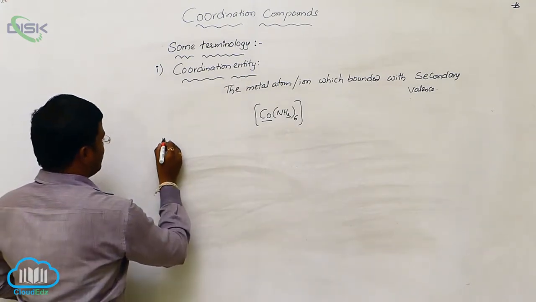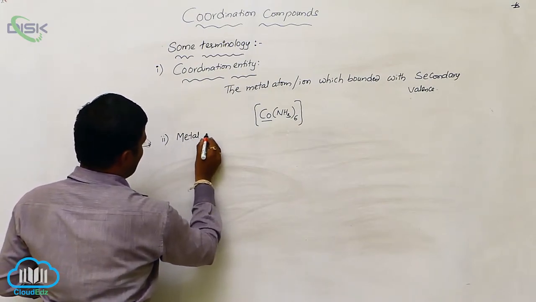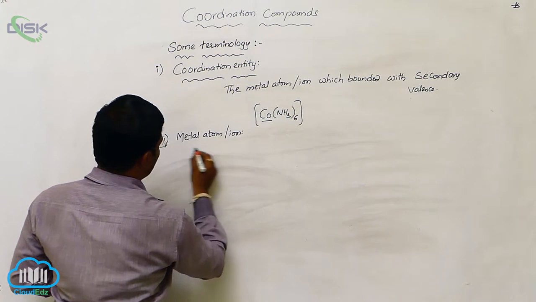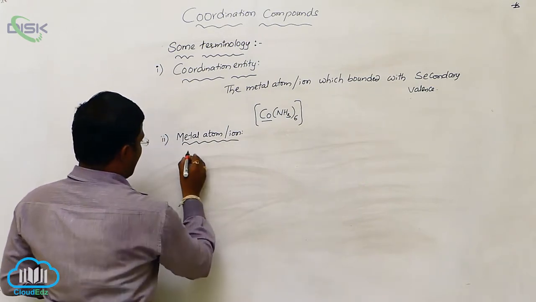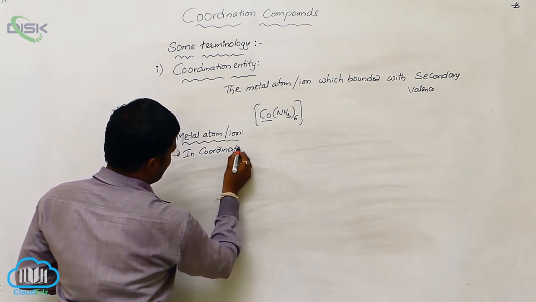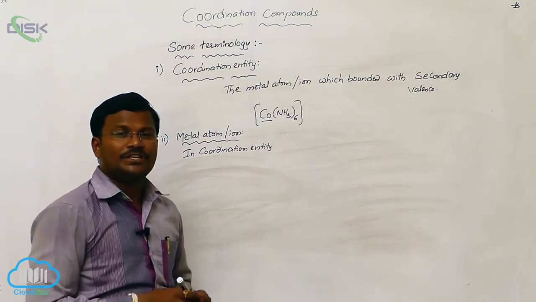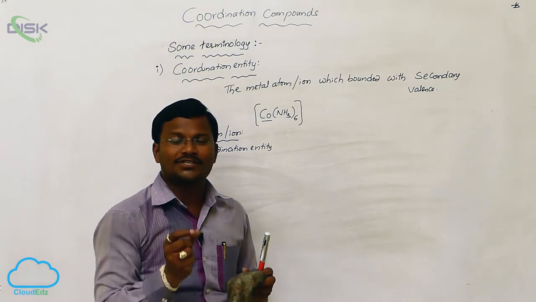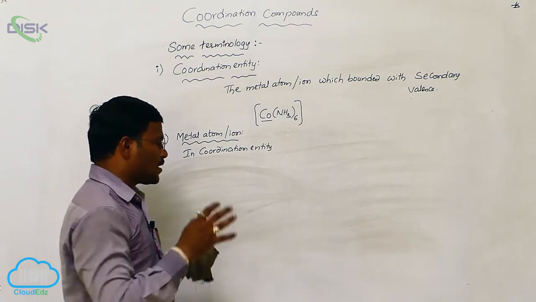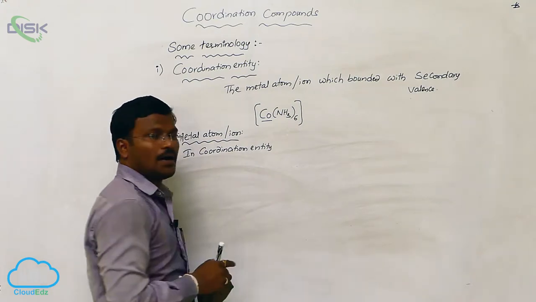And second one, metal atom or ion in coordination entity. The atom which readily forms coordination covalent bonds with ligands, such atoms are called as metal atoms or metal ions.